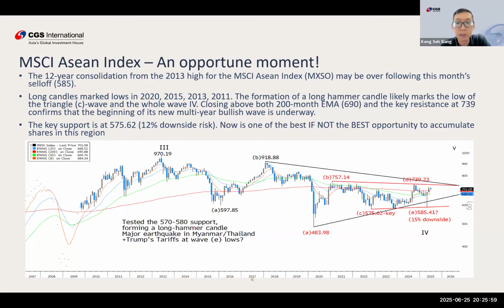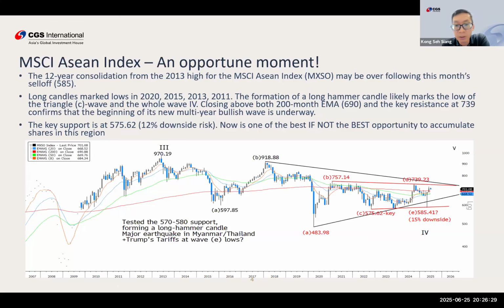But from a technical perspective, at the end of a consolidation, you'll find that a lot of this negative news takes place before it starts a big move. So right now, if you take a look at this, this is the MSCI ASEAN Index. We think it's actually an opportune time to start looking at ASEAN as a whole for investment.